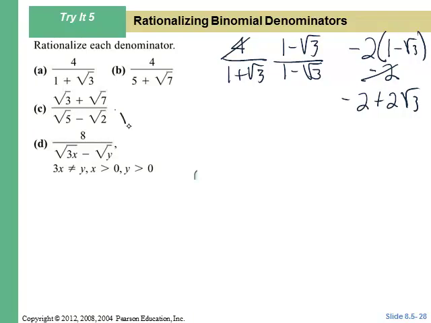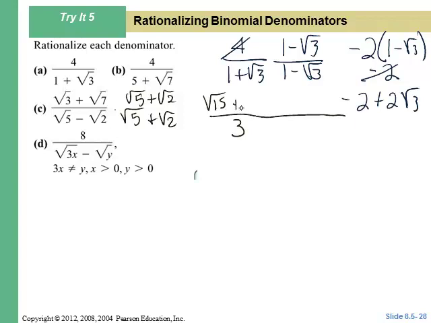Multiply top and bottom by the root of 5 plus the root of 2. The denominator becomes 5 minus 2, which is 3. Numerator, firsts, root of 15. Outsides, root of 6. Insides, root of 35. Lasts, root of 14.